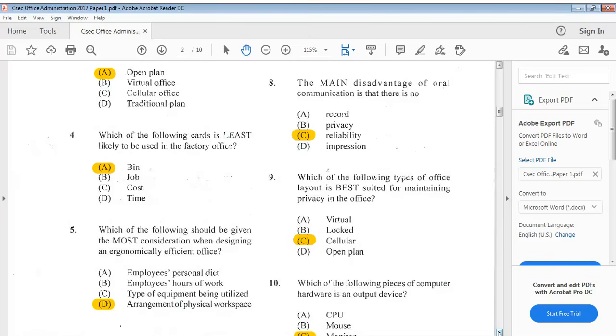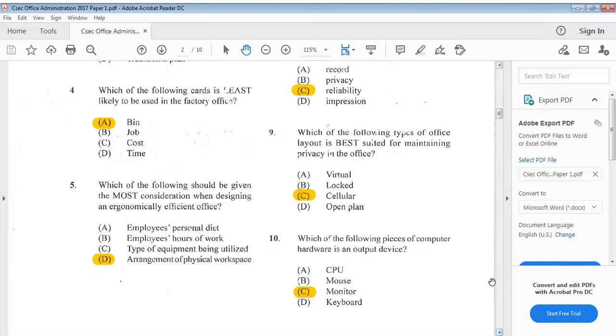Which of the following should be given the most consideration when designing an ergonomically efficient office? A. Employees' personal diet. B. Employees' hours of work. C. Type of equipment being utilized. Or D. Arrangement of physical workspace. So our answer would be D. Arrangement of physical workspace. Let's move on to number 6.